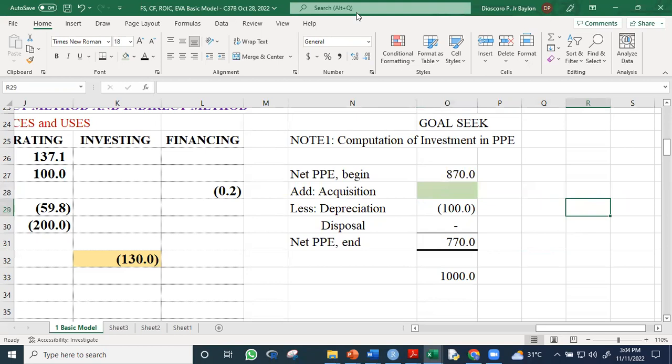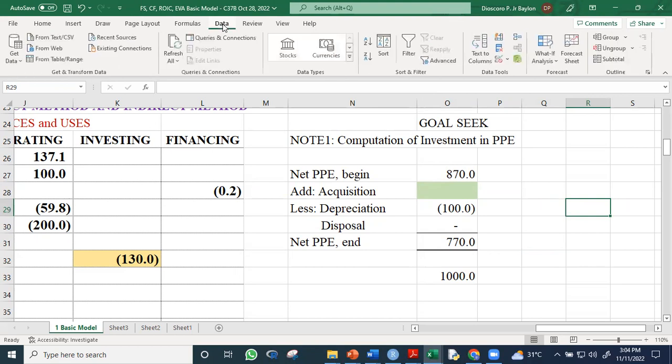So where do we go? We go to the data tab. If you go to the data tab in Excel, you will find here, it can be in the forecast function, but please look for the what if analysis. So this is the what if analysis. And if I click that, I'll have here three functionalities: scenario manager, goal seek, and data table. These are all very important functionalities.